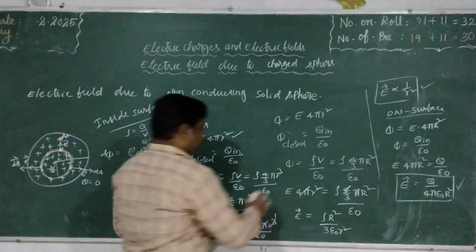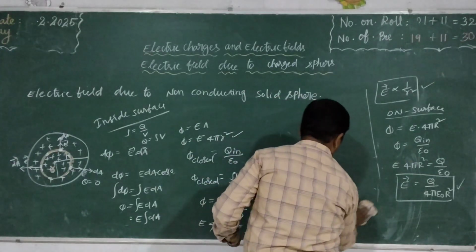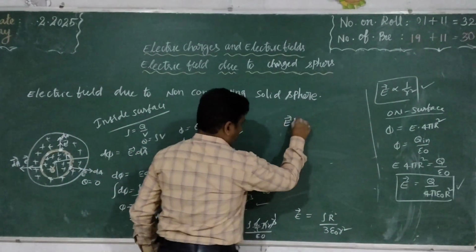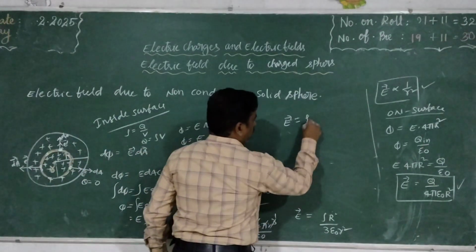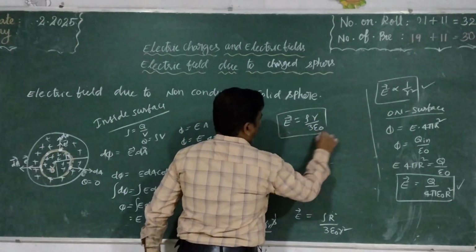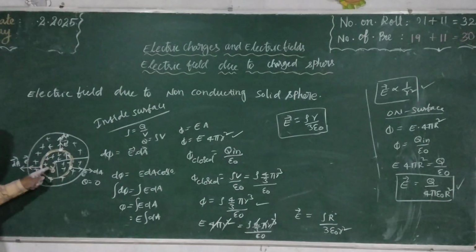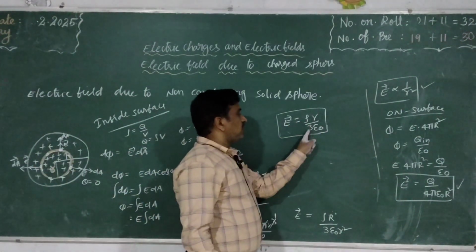So we get E equals ρ r by 3 epsilon naught. What is the electric field inside, at a distance r from the center? E equals ρ r by 3 epsilon naught.